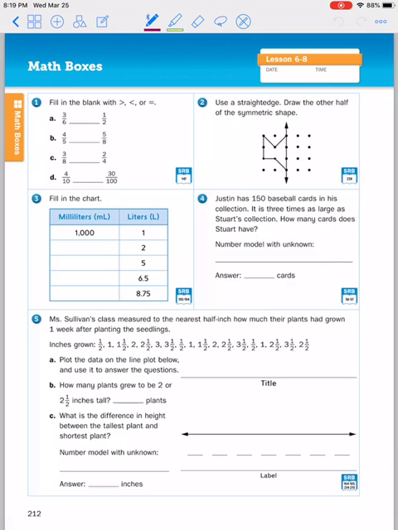Hi everyone, I'm going to go over the math boxes for lesson 6-8 on page 212. If you did not get a chance to finish them, pause the video and then play it once you're done.